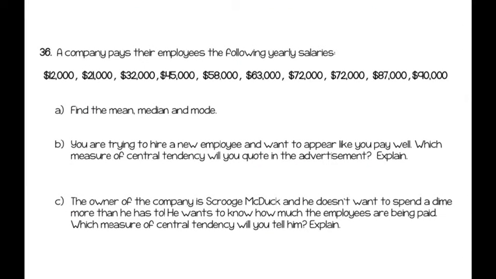We're going to go to 36 now, so skip over to 36. Okay, a company pays their employees the following yearly salaries. So here's how much they're paying their employees. They've got somebody down there at $12,000 a year, so hopefully they're working not very much. And then all the way up to $90,000 a year. Okay, so I want you to find the mean, median, and mode for those salaries, and then come back and we'll talk about those numbers.